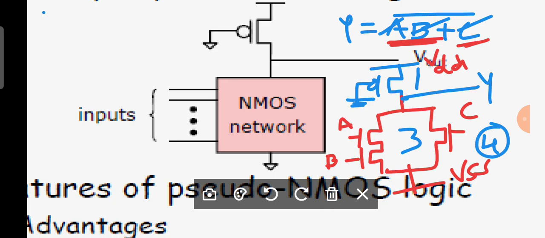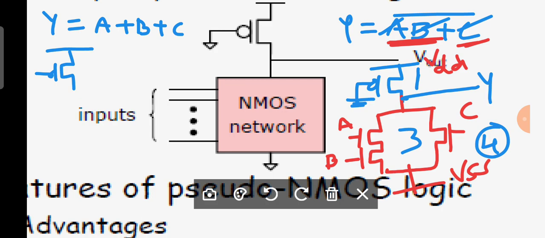I will show one more thing. Let us consider they said to design Y is equal to A plus B plus C. Okay, don't forget there is no complement here. Therefore you should have an inverter. Now you should have a pull-up network here like this. And how many inputs are there? 3 inputs are there. Therefore 3 should be in parallel. 1, 2, 3, and commonly connected to ground.